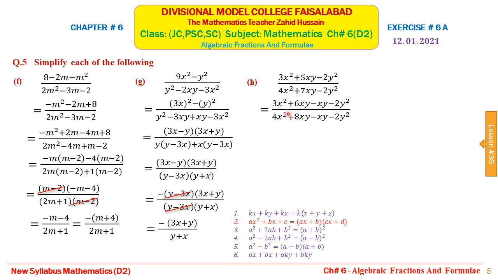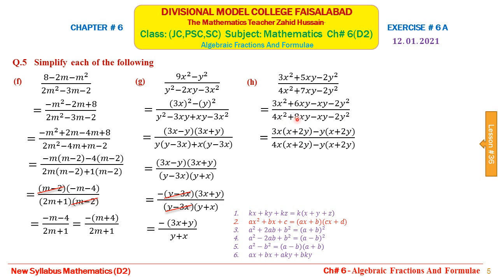Now again factorize the expression in the numerator by grouping first two terms and last two terms. From the first two terms 3x is common and we are left with x plus 2y. From the last two terms minus y is common, so we will be left with x plus 2y.